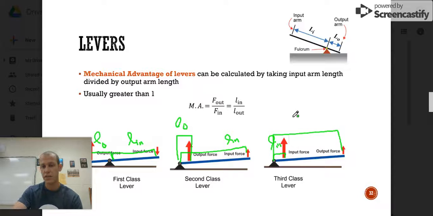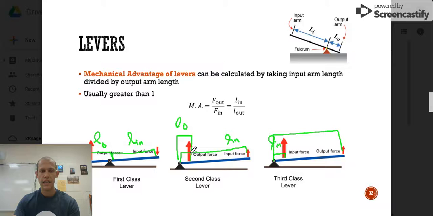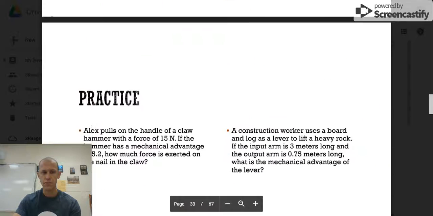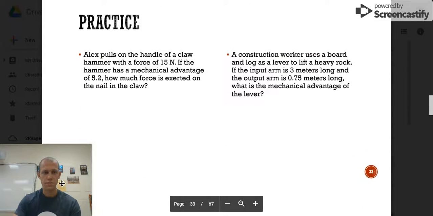So different mechanical advantages. You're going to see some come out to be less than 1, and that means it's not a good lever because it requires a lot of work, but it serves a different purpose maybe. So just remember that the purpose might be why it has such a low mechanical advantage. So let's do some practice.